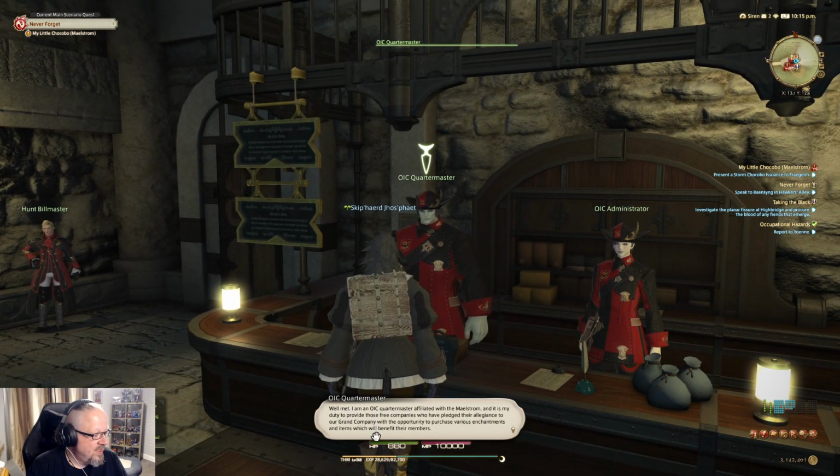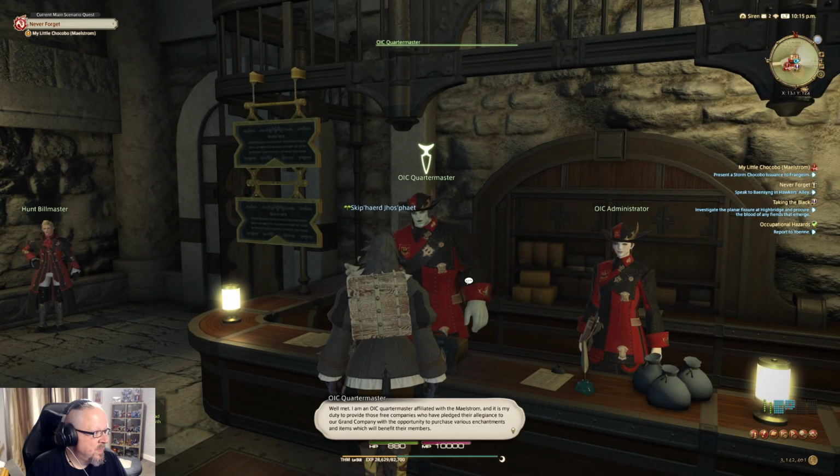I am OIC Quartermaster affiliated with the Maelstrom, and it is my duty to provide those free companies who have pledged their allegiance to our Grand Company with the opportunity to purchase various enchantments and items which will benefit their members. I say, have you ever considered joining a free company? If not, might I suggest you do so. A whole new world will open.